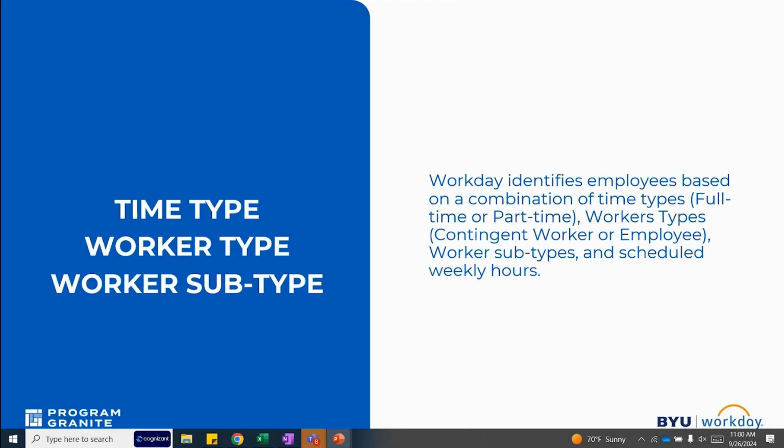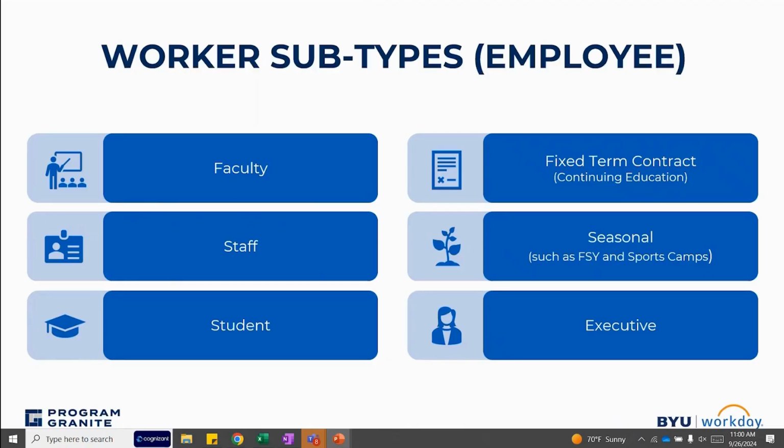Worker subtypes get a little bit deeper into what you're probably used to seeing today. If my worker type is employee, these are your various worker subtypes. You would be faculty, staff, student, seasonal, or executive. Now, all of these could also be part-time or full-time, right? Time type is separate. So a part-time faculty would essentially be an adjunct, right? So adjunct would fall under faculty. Student, of course, is self-explanatory. Staff could be part-time or full-time. So worker type employee, worker subtype, any of these options here.